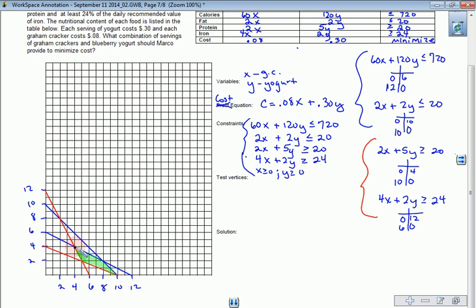Okay, so I got test vertices. Here they are. 1 there, 1 there, 1 here, and 1 there. If you need to check your shading, check that now.